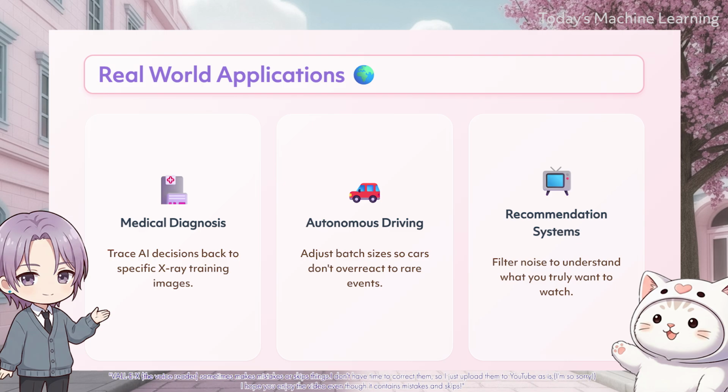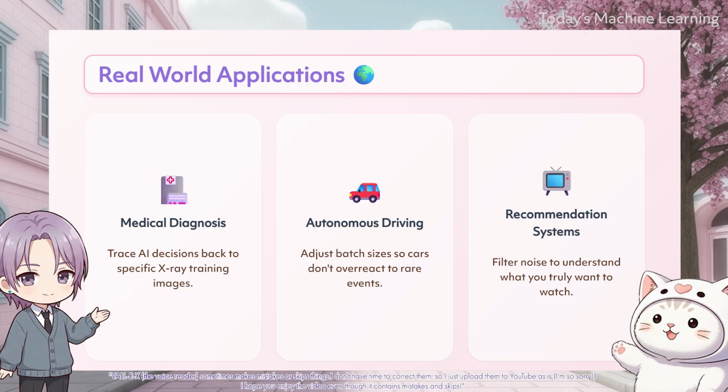Second, let us imagine autonomous driving systems, like self-driving cars. These cars are trained on millions of miles of driving footage. Sometimes, a car might make a sudden, weird decision because of one unusual training example, like a person in a dinosaur costume crossing the street. By understanding the second-order geometry, engineers can see how sensitive the car brain is to these rare events. They can adjust the batch sizes during training to make sure the car finds a flat, stable minimum. This means the car will drive smoothly and safely, without overreacting to strange sights.